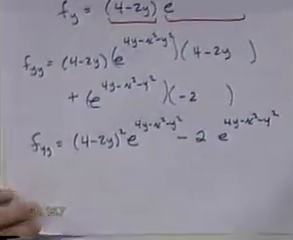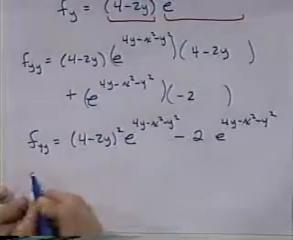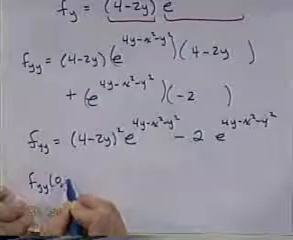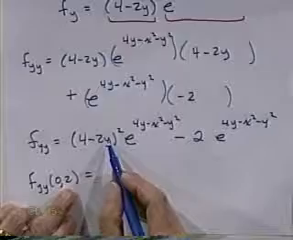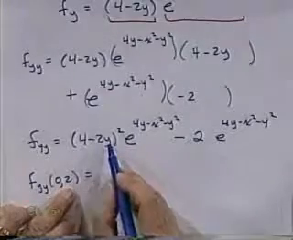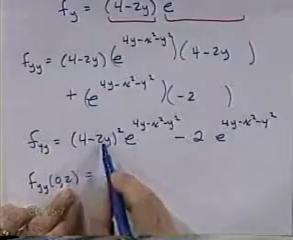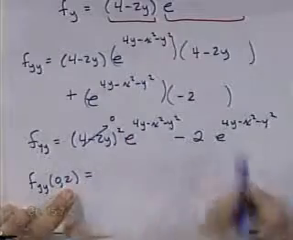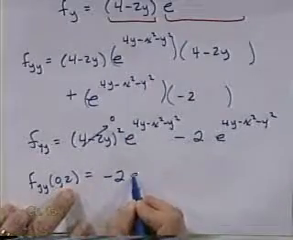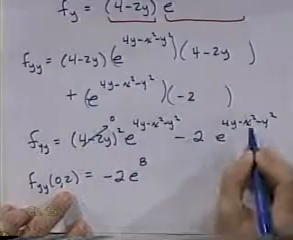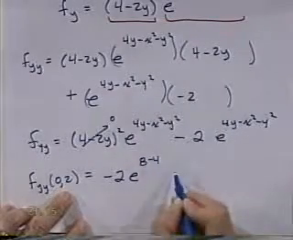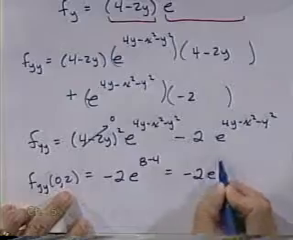And again, the only point we're interested in is (0, 2). Let's evaluate my second derivative at the point (0, 2). So I'm putting a 2 in for y here. Well, 2 times 2 is 4. 4 minus 4 is 0. So this is 0. So I just get a negative 2 e to the (4 times 2 is 8, minus 0, minus 4). I again get a negative 2 e to the 4th.